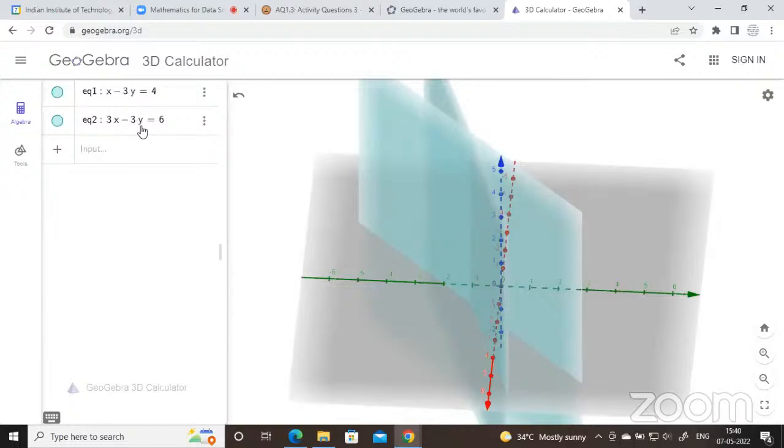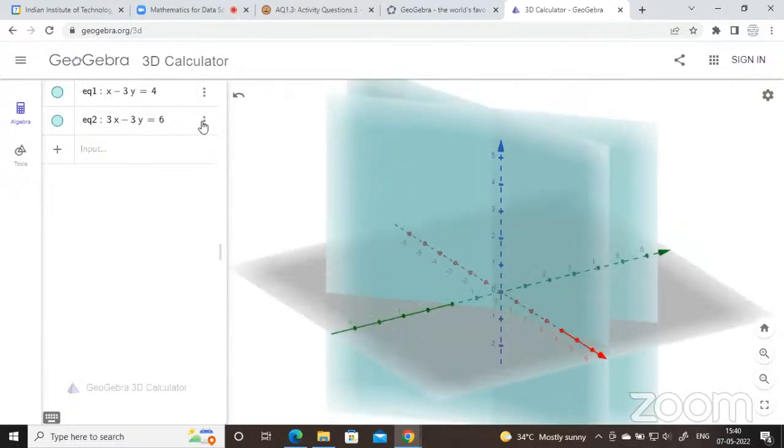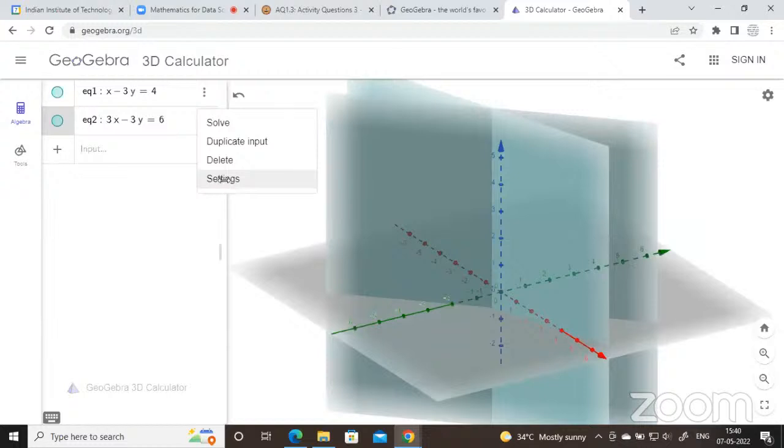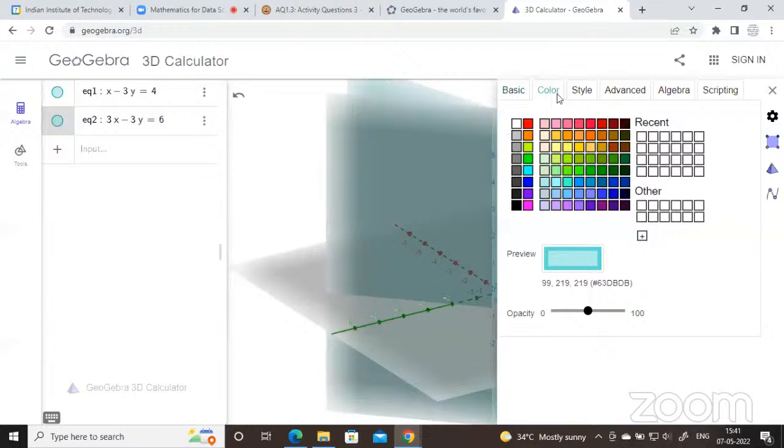Yeah, because I'm having only 2 variables. I haven't put the z at all. So because of that, along this entire line they are intersecting, right? Yes, ma'am. Ma'am, I don't see it. Can you please explain it again? Yeah, I'll change the color. Please explain again.